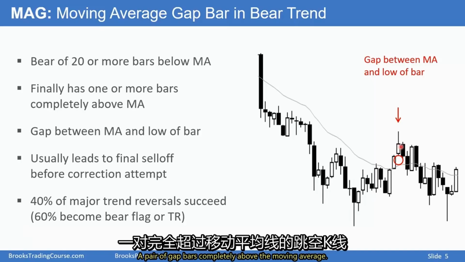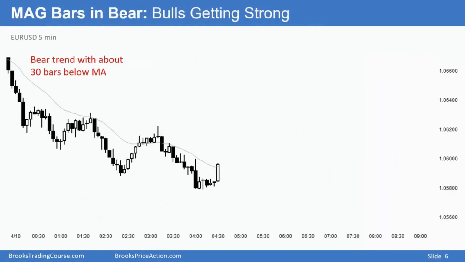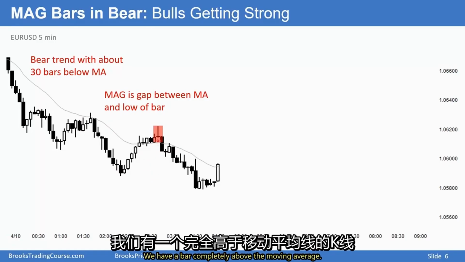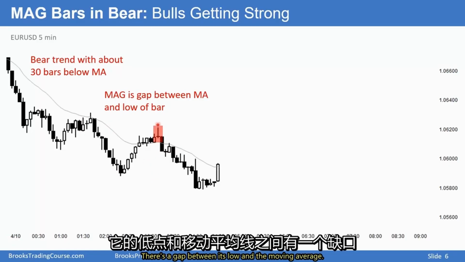A pair of gap bars completely above the moving average. Bear trend lasting 30 or more bars. And look at this, we have a bar completely above the moving average. There's a gap between its low and the moving average.